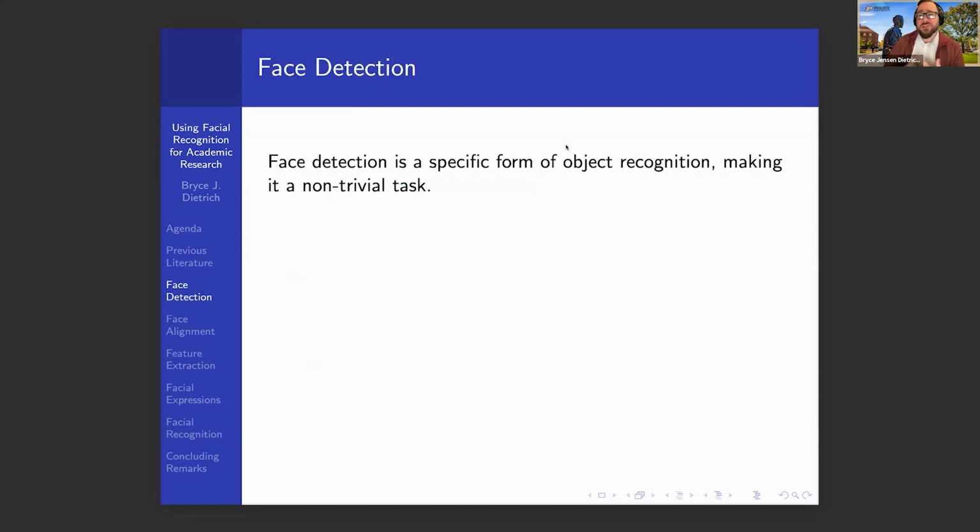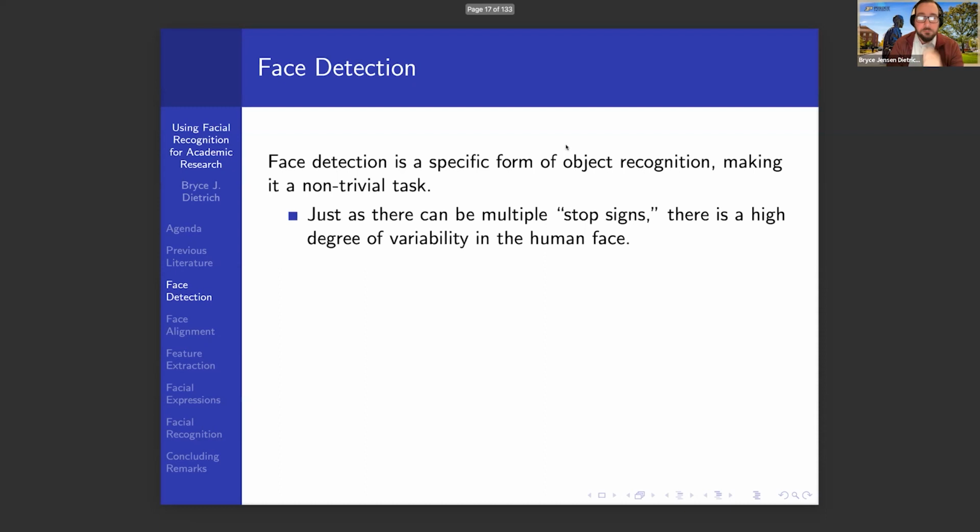So facial detection is also not a trivial task. It's essentially a specific form of object recognition. There's a large literature about object recognition in computer vision. This would be something like, here's an image, label all the things in the image, and the algorithm would say, this is a bike, this is a cat, this is a dog, this is a person. Face detection is the same thing, except it's looking for a very specific type of object, i.e. the human face, which has specific properties that have been hashed out for several decades within the computer vision literature.